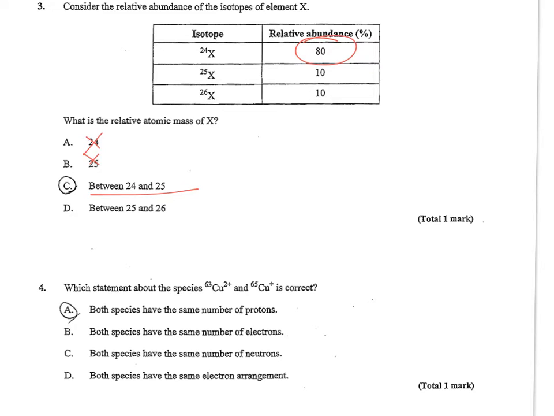Number 4, which statement about the species 63 Cu 2+ and 65 Cu+ is correct? In each case, you have copper, so in each case we're talking about an atom with 29 protons. But they each have a different number of neutrons. This one has more neutrons. And they have a different number of electrons because the 2+ indicates it's lost 2 electrons.